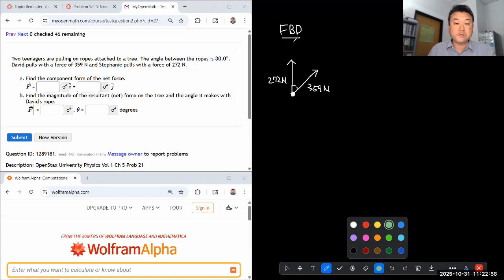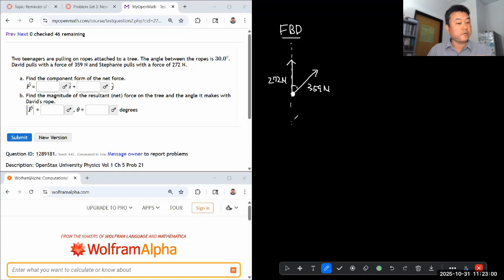So maybe we decided to keep one of the forces along the axis, and the other force... actually, I should have kept David's rope direction as the y-axis. So let's say this is my x-axis, and I would break the other force into x and y components. That would be the standard way, and I still think that's the quickest way.